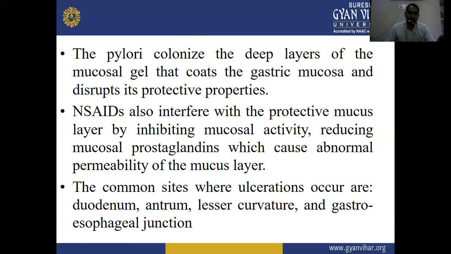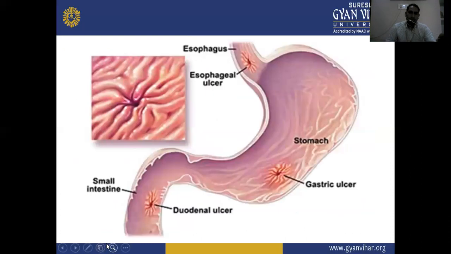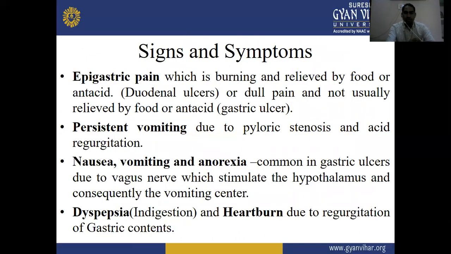Next one is the location of many types of ulcers, like esophagus ulcers, and stomach ulcers like gastric ulcers, and duodenal ulcers in the small intestines. These are the locations of duodenal ulcers.